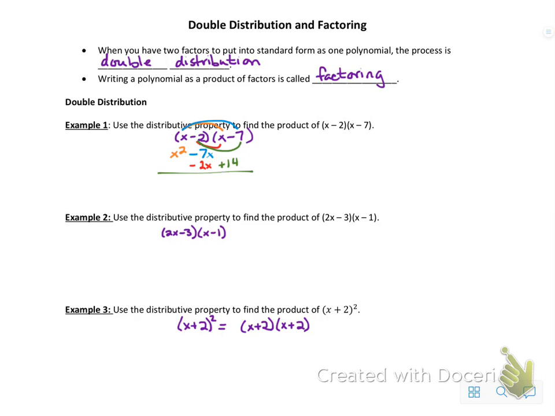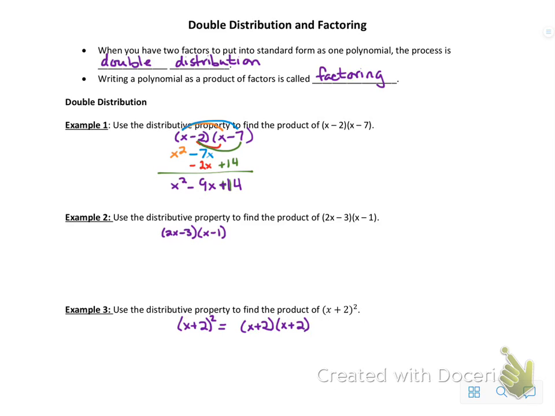We draw a line and we combine. So our final answer is x squared. Negative 7x minus 2x is negative 9x. And 14 is just plus 14. Alright, and that's our answer.